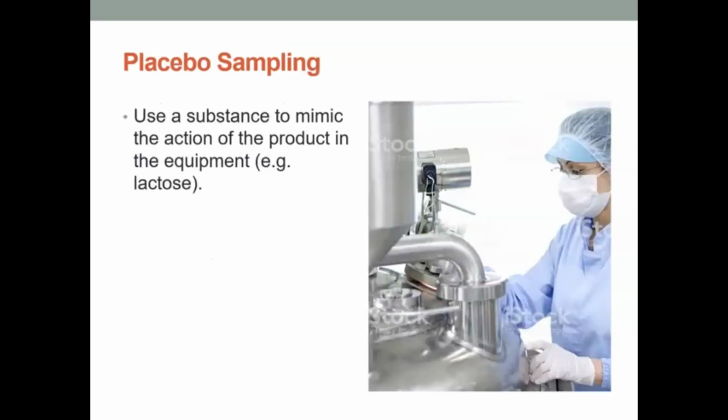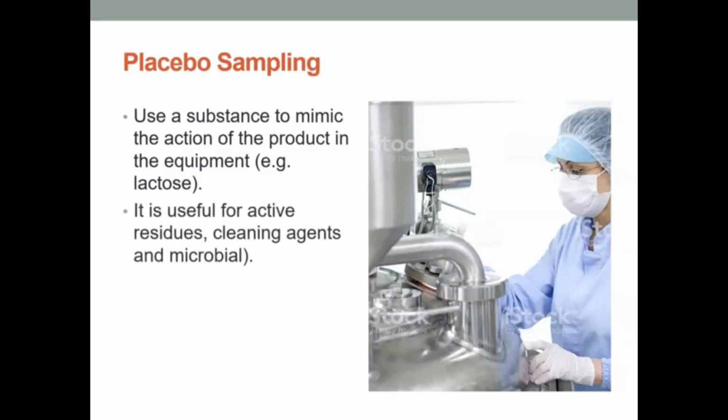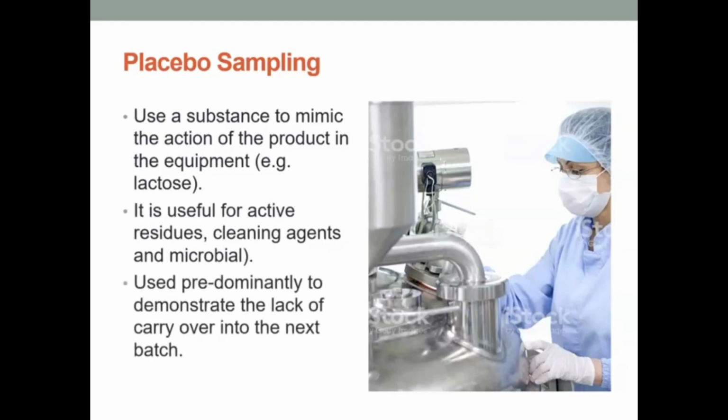So there's different types of sampling you can do. The first one we're going to talk about here is a placebo sample. So use a substance to mimic the action of the product in the equipment. So for example, lactose. And here it's very useful for active residues, cleaning agents and microbial testing. It's used predominantly to demonstrate the lack of carryover into the next batch.